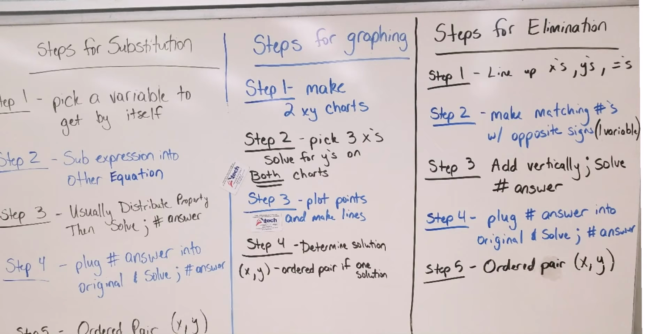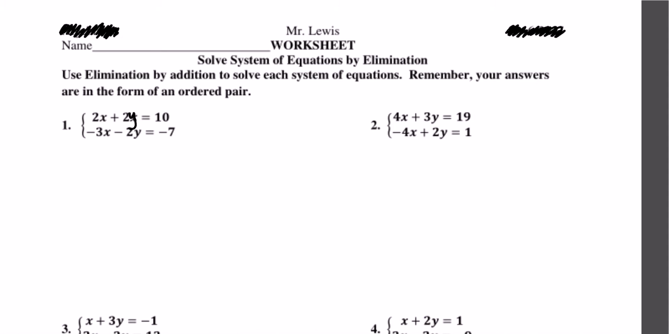And steps 4 and 5 are exactly the same as substitution. So you're going to take your number answer, plug in the original, solve again, get another number answer, then write your answer as an ordered pair. So number 1, remember it's 2x plus 2y. So step 1 is already done for you. And actually, so is step 2.